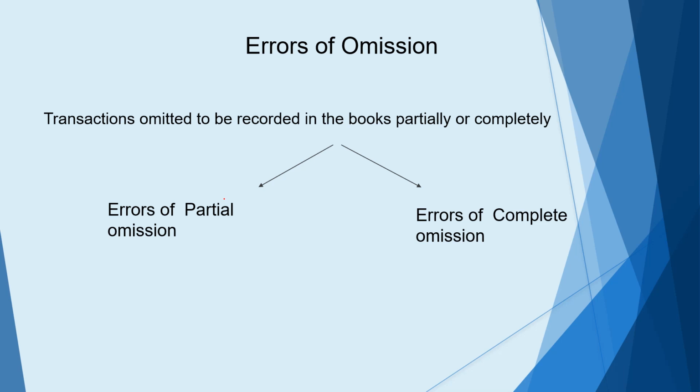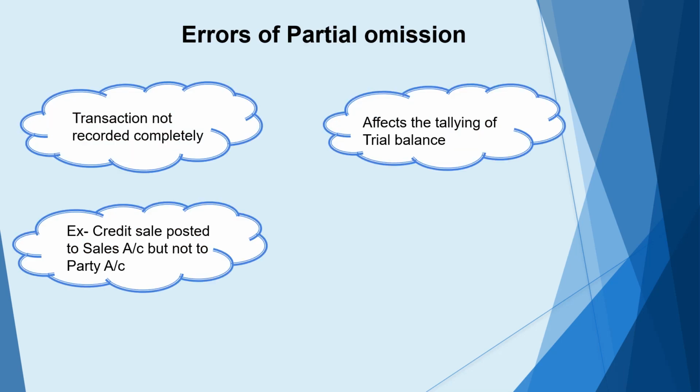One, error of partial omission, where the transaction is recorded but the omission has taken place partially. The other type is error of complete omission, where the transaction has been completely omitted and has not been recorded in the books of accounts at all. So now let us understand each of these in detail with examples.